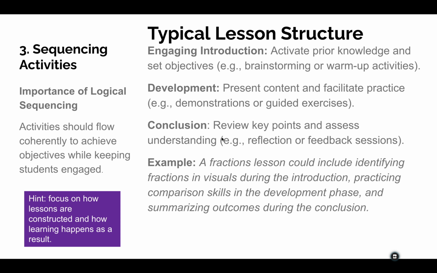Then I have the conclusion, which is reviewing the key points and assessing understanding. So now we've read the book, we've talked about the character and setting. So now I say, okay, today you're going to go off, and in your books I want you to try to find the character and the setting and fill out this exit ticket and tell me who the characters are and what the setting of your book is. And then maybe I do a metacognitive assessment where I have them do a thumbs up, thumbs side, thumbs down about how they feel about the topic, or if they need more support, for example.